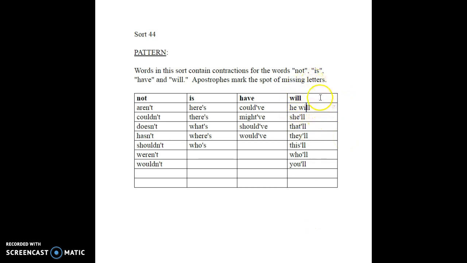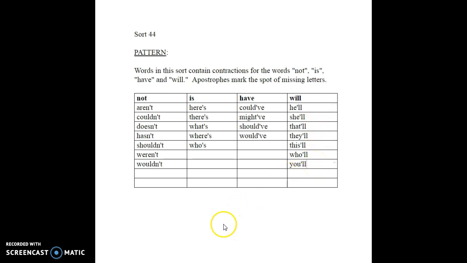In this column, you have contractions containing the word will. For example, he'll is he will. But we can shorten it up and make it he'll. She'll, that'll, they'll, this'll, who'll, and you'll.